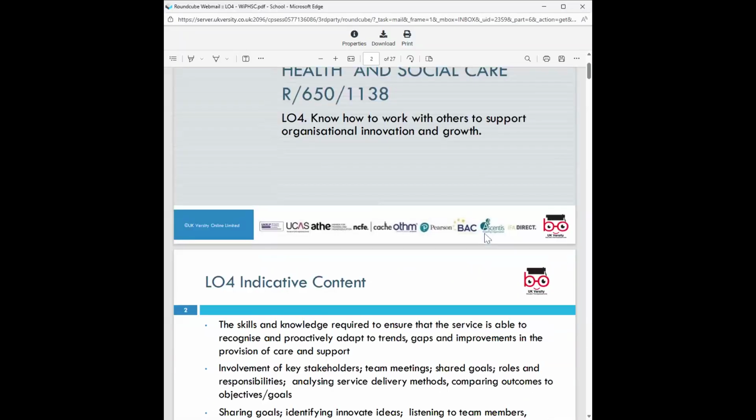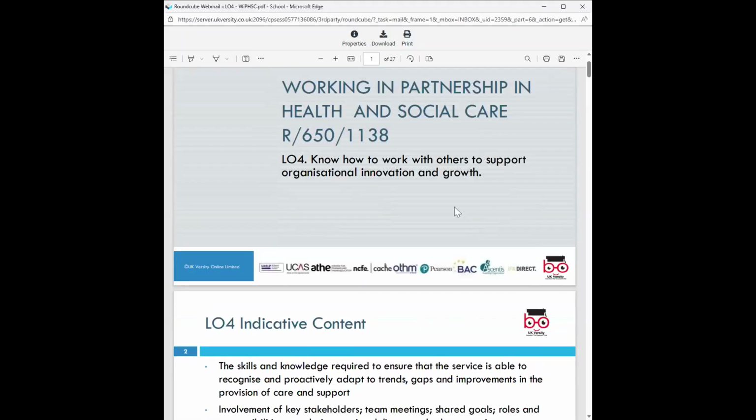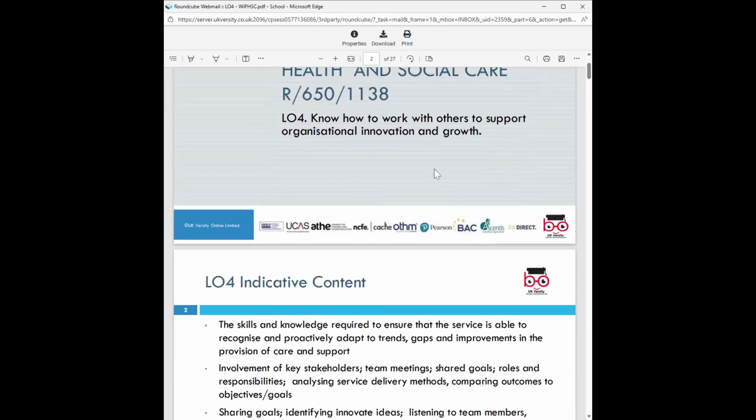These are the references for learning outcome 3. The next one we're going to go through is learning outcome 4. Sorry about that. Learning outcome 4 is to know how to work with others to support organizational innovation and growth.